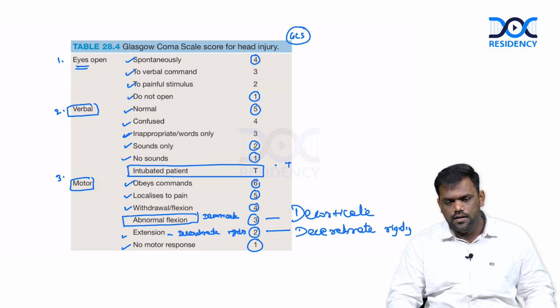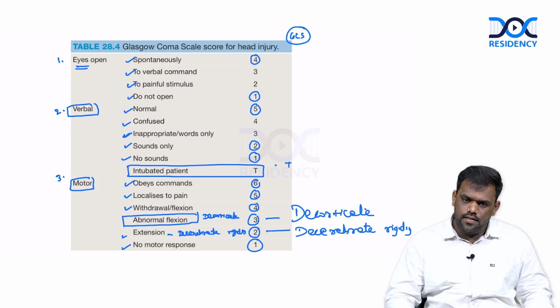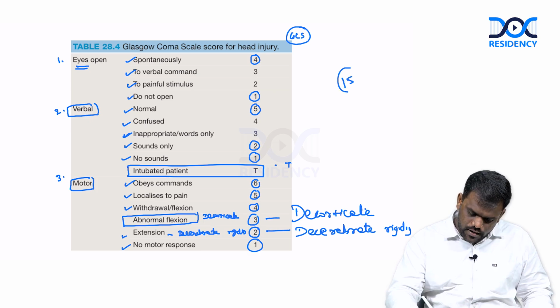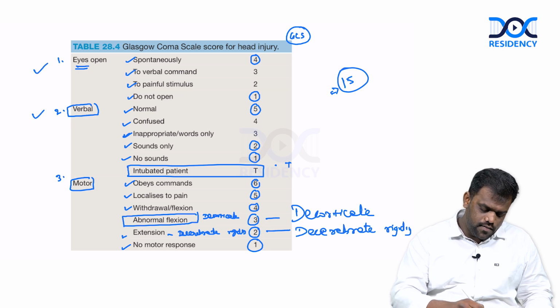The score is 1. The highest score of the GCS is 15. That you have to know. The 15 means the patient is normal, GCS 15. Among the 3 components, the motor component is very important.